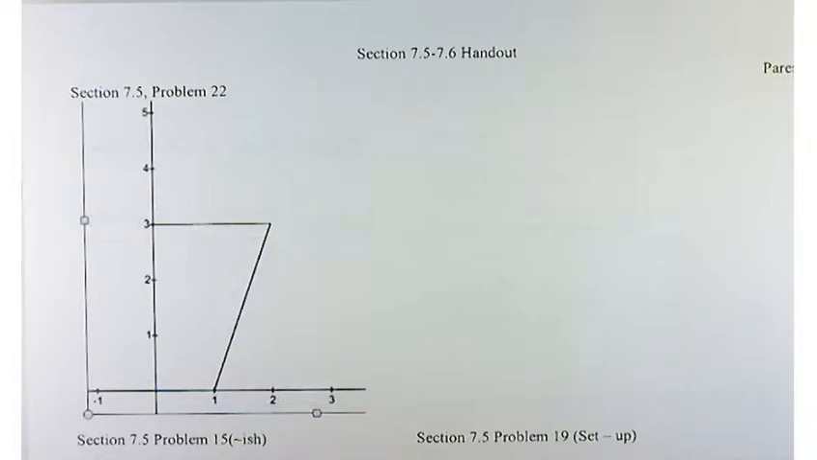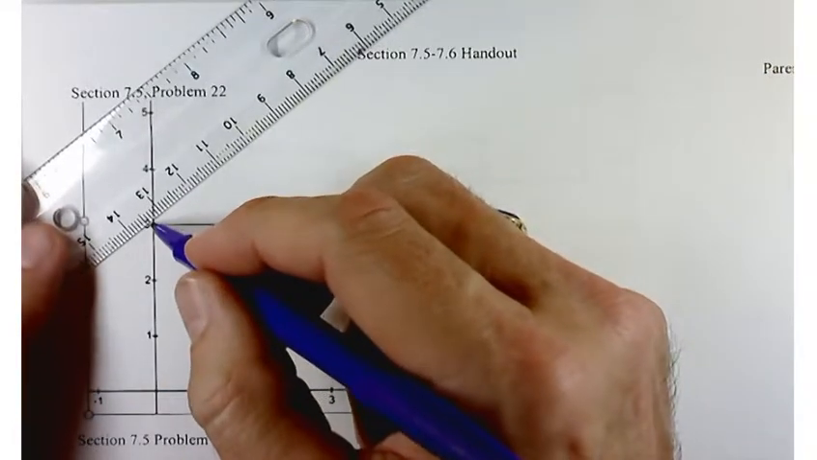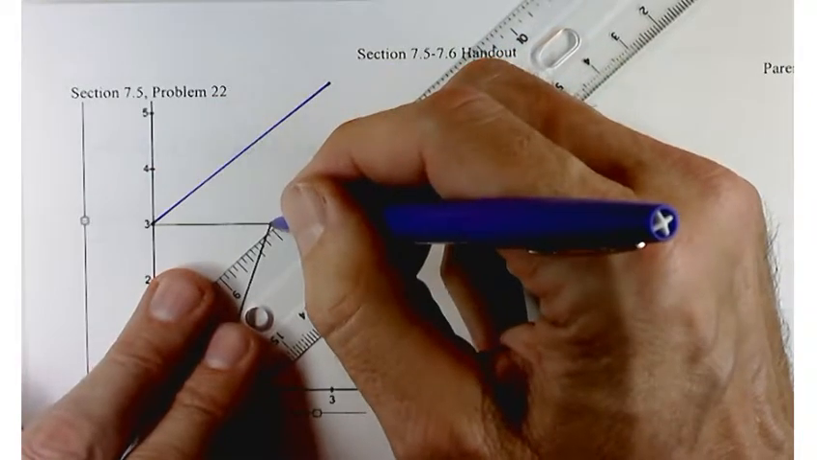Problem number 22 gives us an object like this. Now I've just drawn the profile of this object. It actually has some depth to it, so if you wanted to draw the depth, the object goes back a ways, like this.